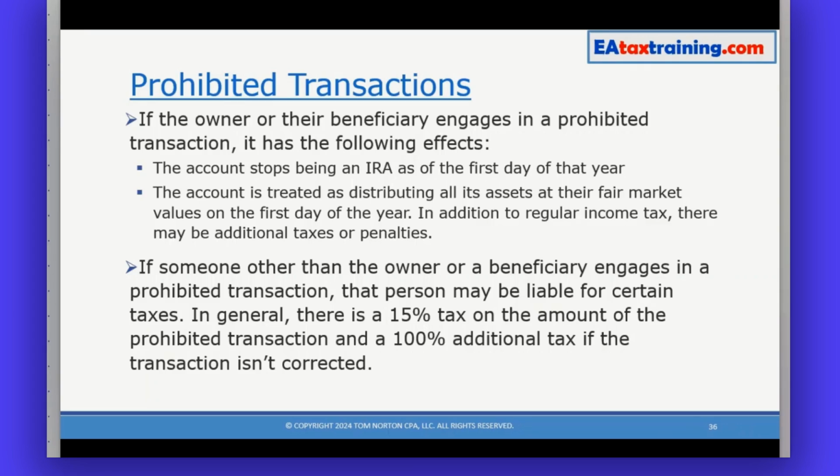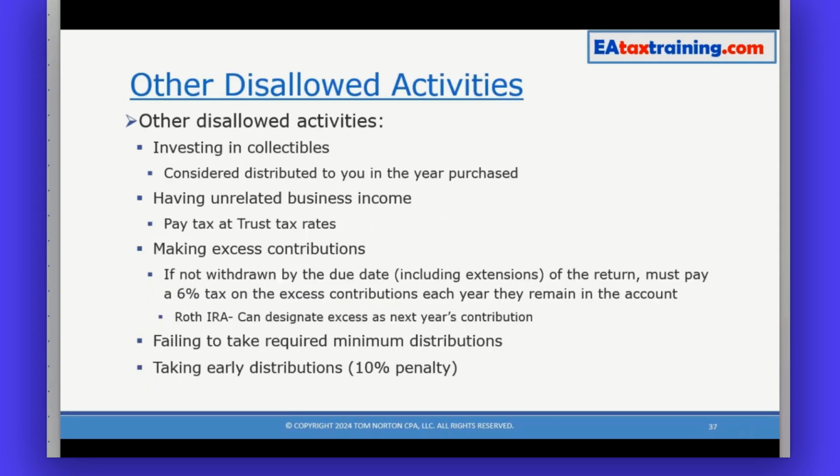What you're going to find in the real world is they're going to correct it as soon as they find out about it. So they can still be liable for this 15% tax, but as long as they correct it, then they don't have to pay the extra 100% additional tax. So those are prohibited transactions.